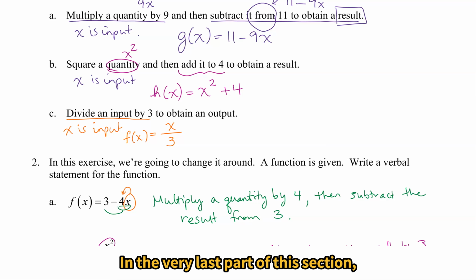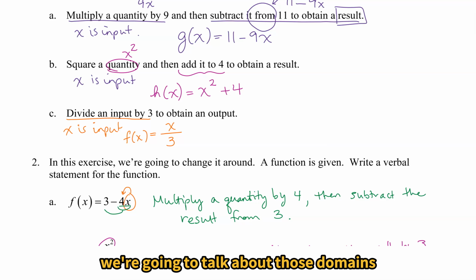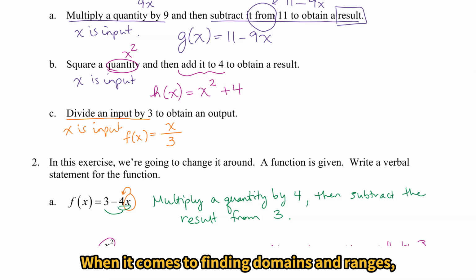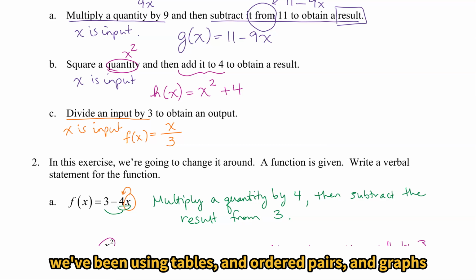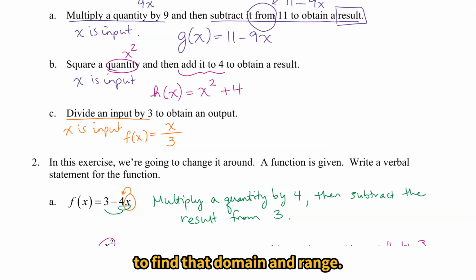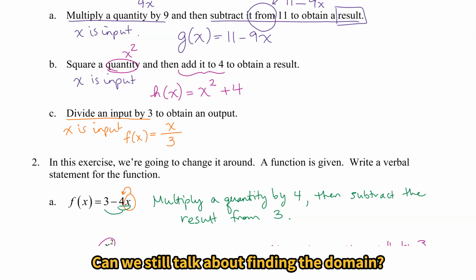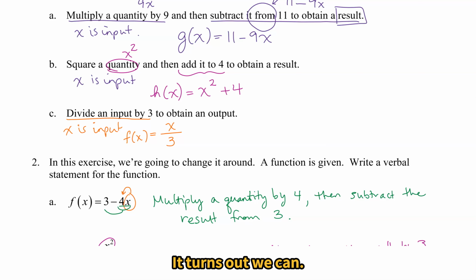In the very last part of this section, we're going to talk about domains in the context of symbolic representations of functions. When it comes to finding domains and ranges, we've been using tables and ordered pairs and graphs to find that domain and range. But what if we only have the expression? What if we only have the symbolic representation of the function? Can we still talk about finding the domain? It turns out we can.